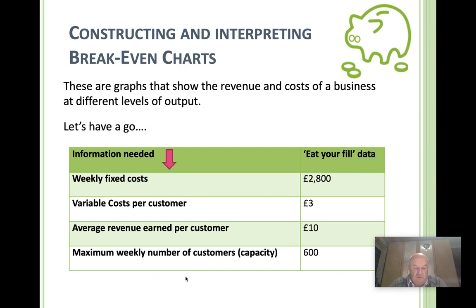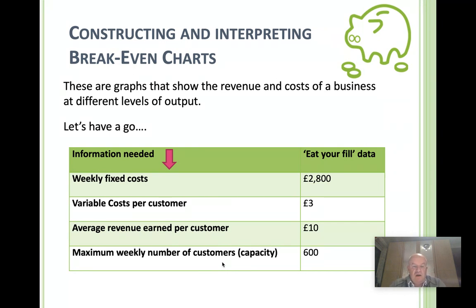So in this case, we've been provided with this information, okay? At Eat Your Fill, I've got weekly fixed costs of £2,800, their variable cost per customer is £3, their average revenue earned per customer is £10, and then the maximum weekly number of customers, the capacity they have, is 600. Okay, so that gives you a reasonable amount of information about this particular organisation.